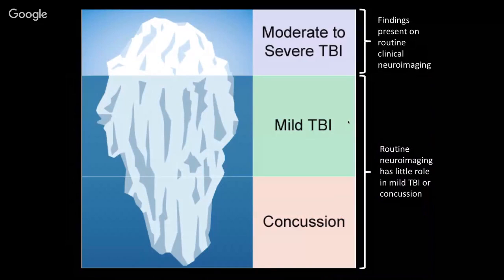So when we consider the role of neuroimaging in the setting of traumatic brain injury, neuroimaging is really confined to having utility.